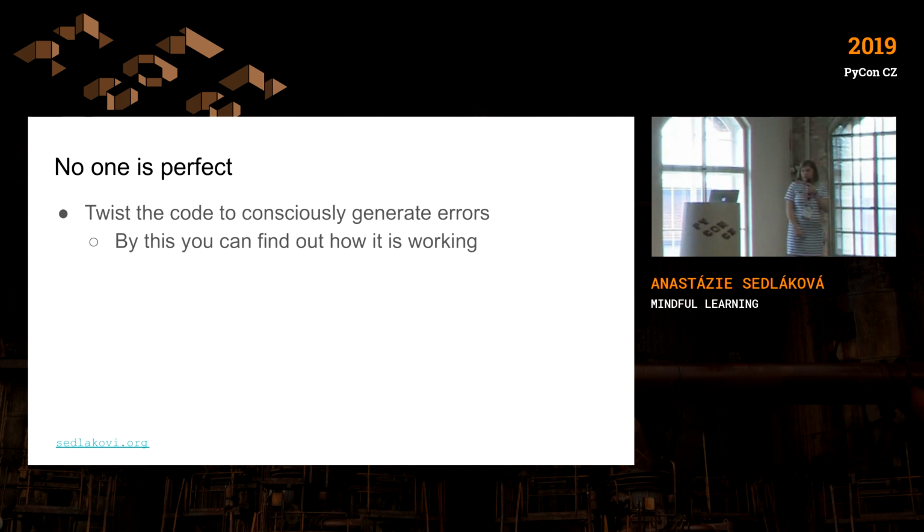Next thing is, no one is perfect. It means that we try to teach our students not to be scared of errors. Every software developer could say that an error is a good thing because this is a place where you start searching for a problem. So you can learn programming by twisting the code so you generate errors, and by that you can figure out what the code is doing.